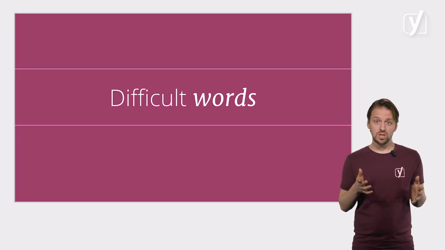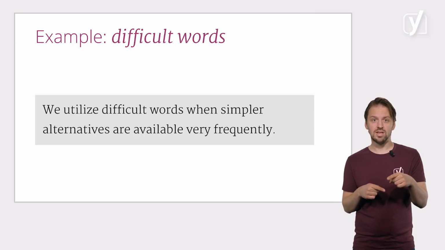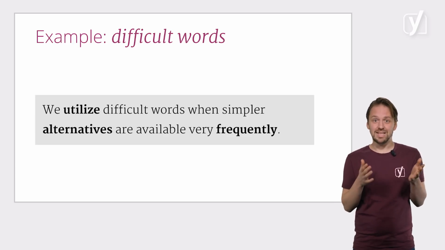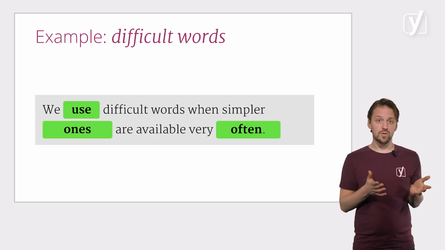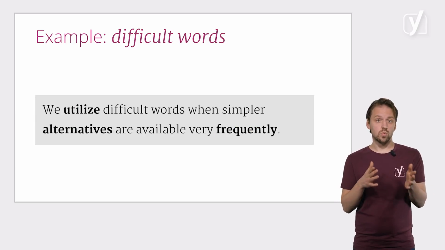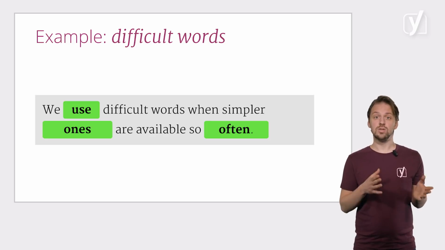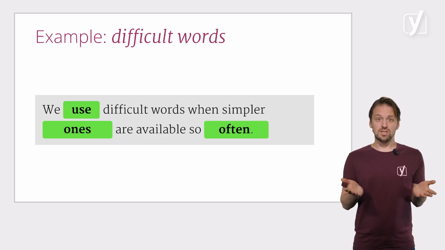As I was writing this script, in fact, I first wrote, "utilize difficult words when simpler alternatives are available very frequently." And then I thought, oh wow, now I'm doing it myself. Utilize means the same thing as use. I can say ones instead of alternatives, and often means exactly the same as frequently. So I'm saying, use difficult words when simpler ones are available so often. It's just easier, isn't it?